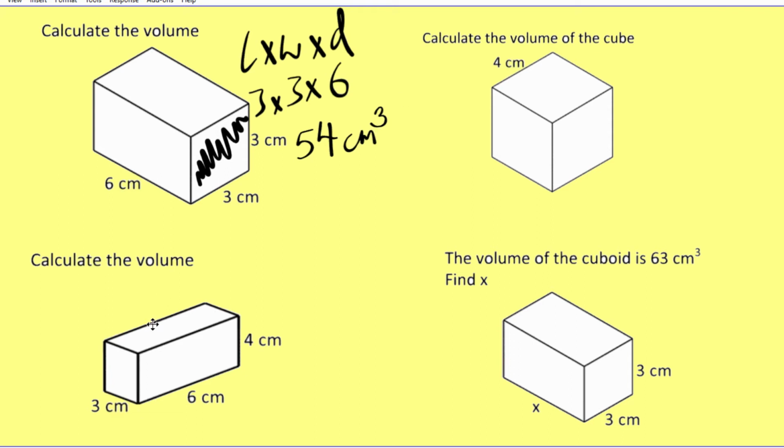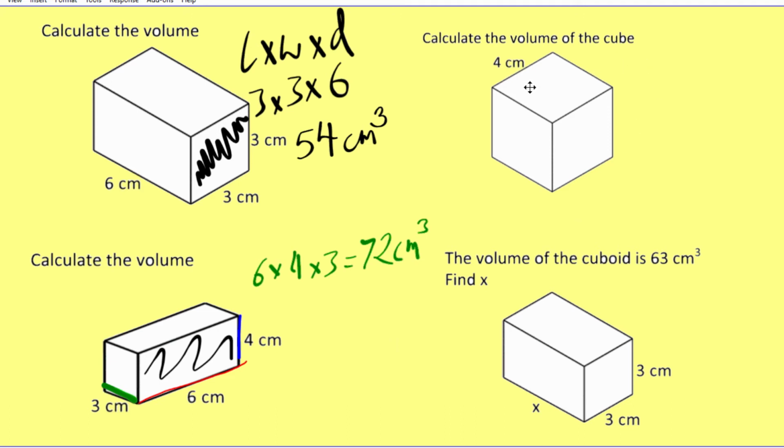Okay, calculating the volume of this one. Again, we'll try and find the face at the front. So let's do this face. It's facing us anyway. So it's going to be 6 by 4. And then multiply that by the depth, which is 3. So 6 times 4 times 3, which gives us, let's write it out, 6 times 4, which is the front face, times by 3, which gives us 72 centimeters cubed. Okay, so that's the volume of a cuboid.